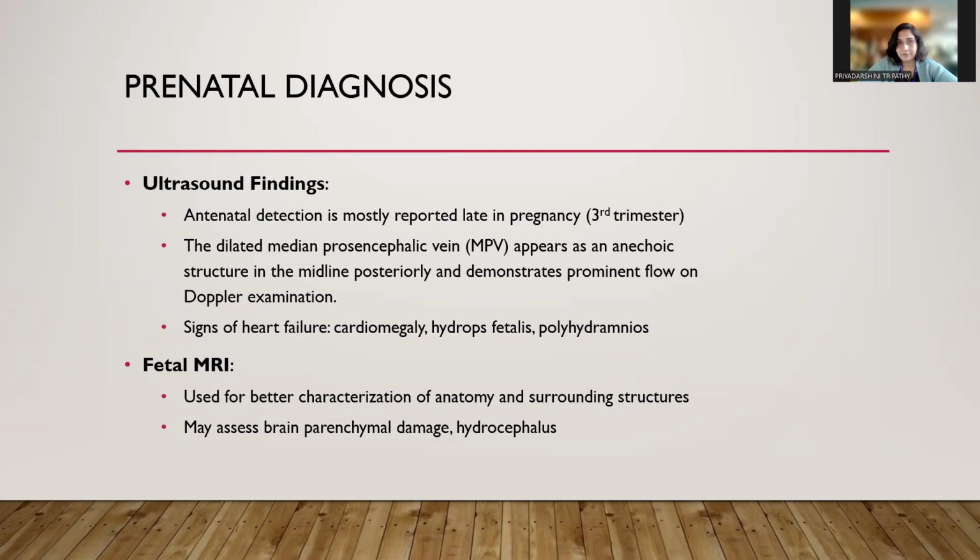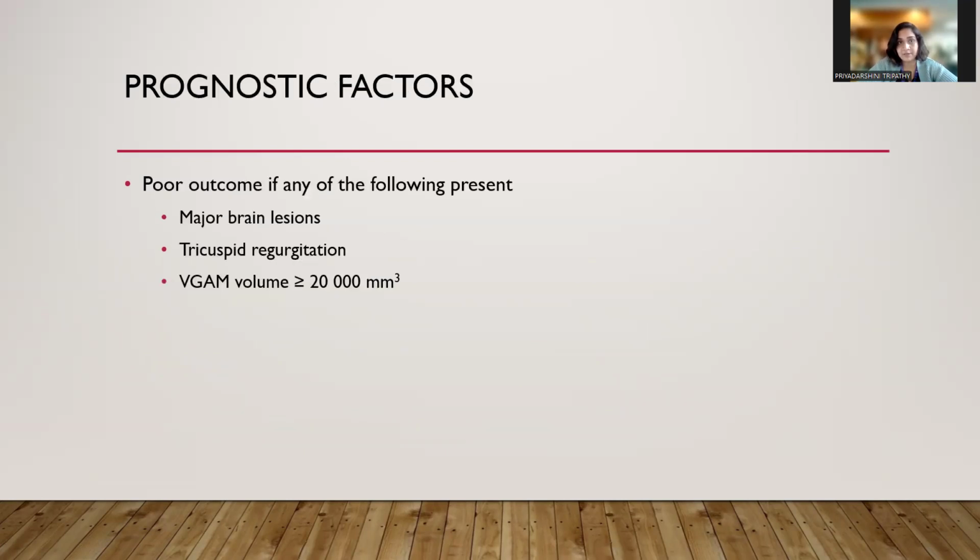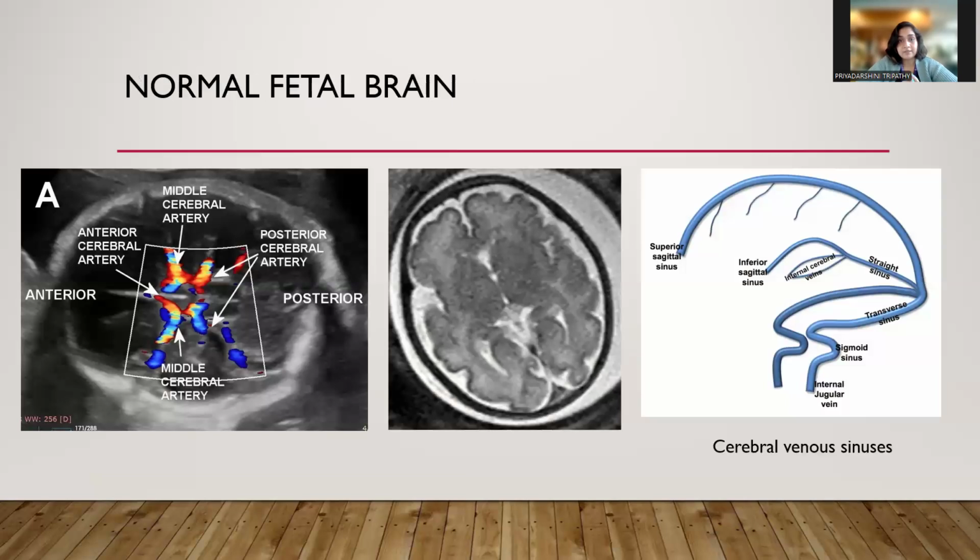We usually offer the fetal MRI as the next stage of investigation because it is very important to characterize the anatomy of surrounding structures and also assess the brain parenchymal damage and hydrocephalus. These prognostic factors are not very evidence-based, but however, we kind of hang around these prognostic factors to offer counseling. Poor outcome is known if there are major brain lesions, tricuspid regurgitation, and if the VOGM volume is more than 20.